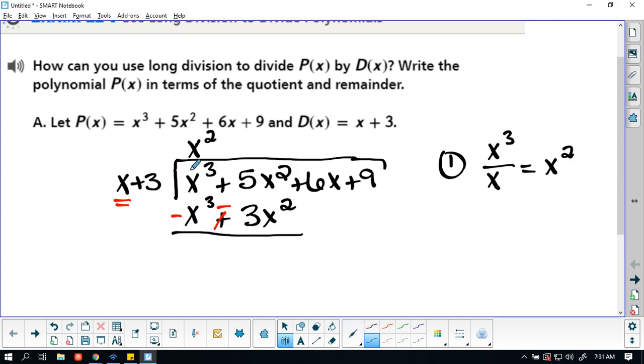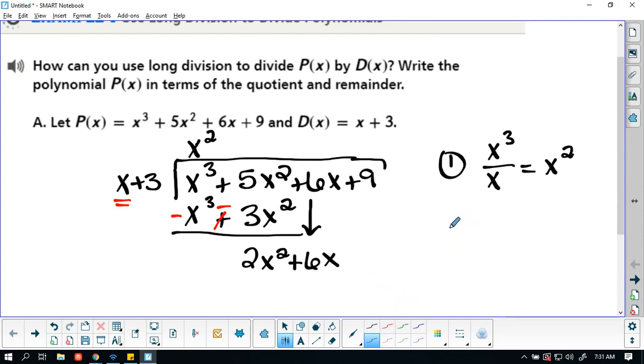What should happen is the first terms here should fall out. They should become 0. And we do. X cubed minus x cubed is 0. To keep things clean, I'm just not going to write it down. I just know they cancel each other out. So now I'm going to do 5x squared minus 3x squared, which is 2x squared. Just like before in the previous algorithm, we're going to pull down that next term.